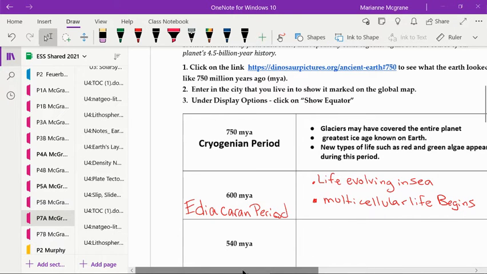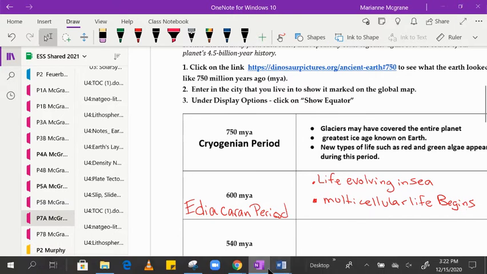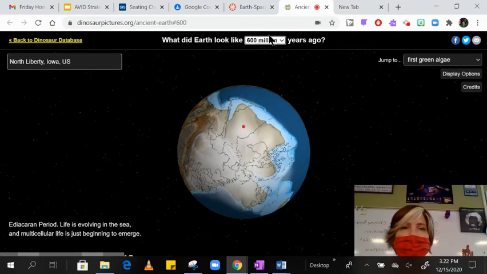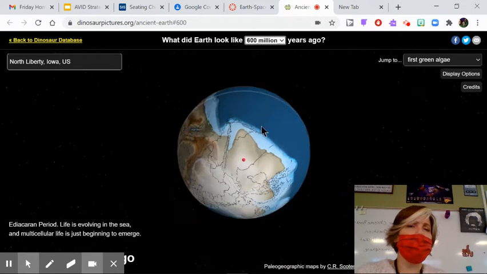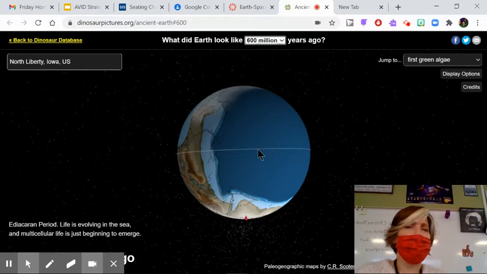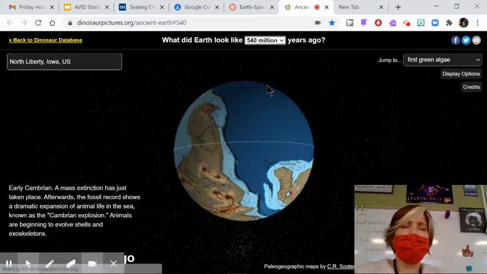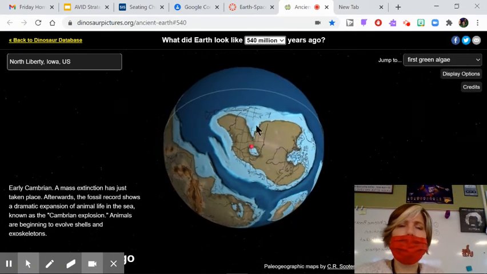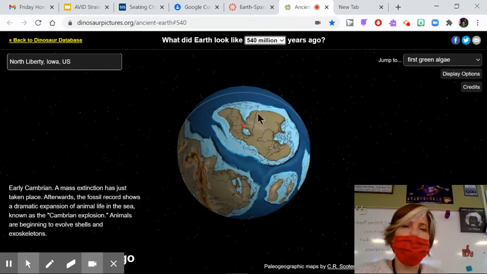Let's go ahead and check out 540 million years ago and see what was going on there. Oh, what do we notice about where North Liberty, Iowa was? Look how far away we are now from the equator. We're way down at the pole. I'm guessing it was probably very, very cold during this time period. 540. All right, now look, we can see where the United States is supposed to be. We can see Iowa. It looks like we're on the edge of a giant lake.